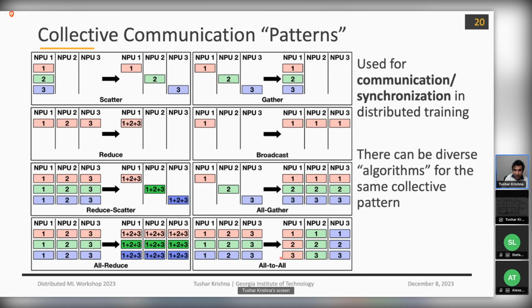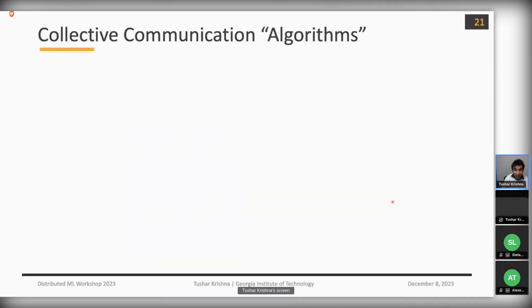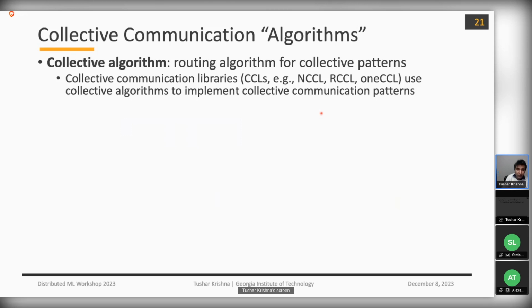And these are all patterns, and there can be diverse algorithms to implement a specific collective pattern. So collective communication algorithms, you can think of them as routing algorithms within the network to implement your collective pattern. And again, collective communication libraries typically implement these different algorithms.